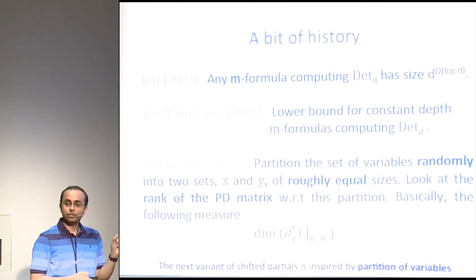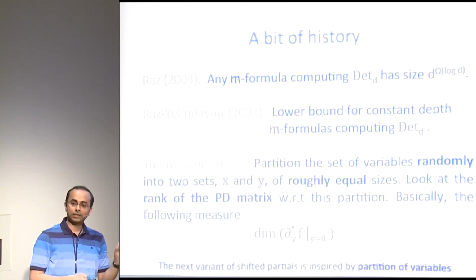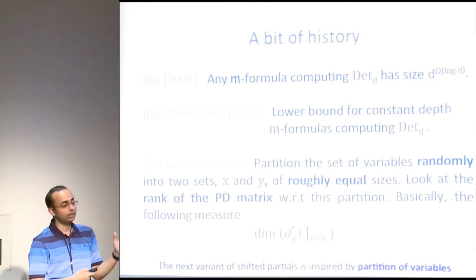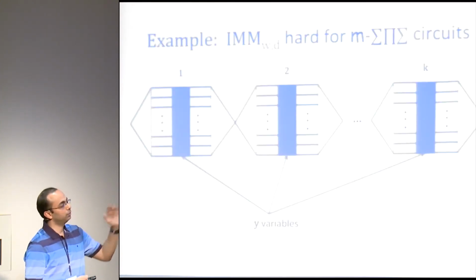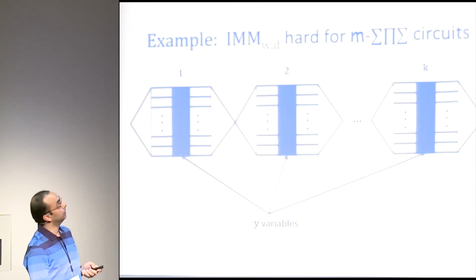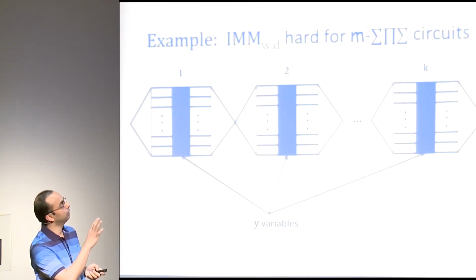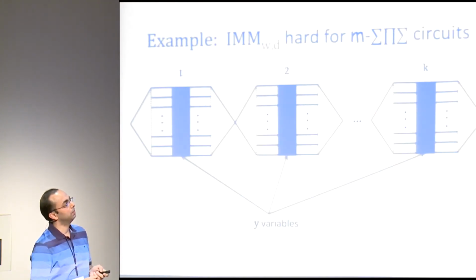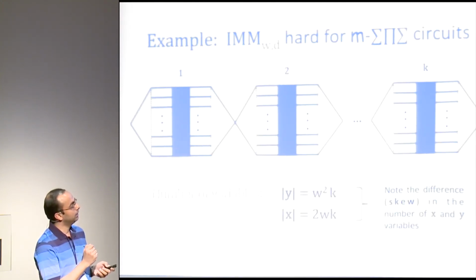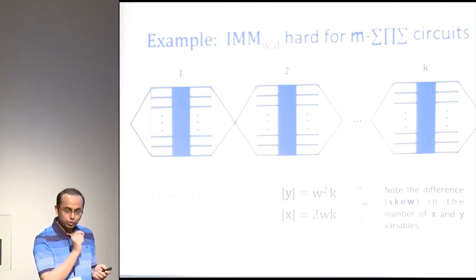Can we somehow use shifts and augment them with the rank of the partial derivative measure in a nice way that works? I won't go into the proof. I thought of giving only a short proof of how it works for multilinear depth 3 circuits, but let me skip a few slides and tell you about one crucial aspect of this new variant.